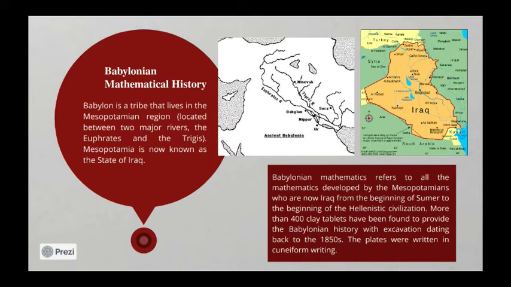The tablets were written in cuneiform writing. They were inscribed when the clay was still wet and then burned in a stove or dried in the hot sun, some of which are even homemade works.